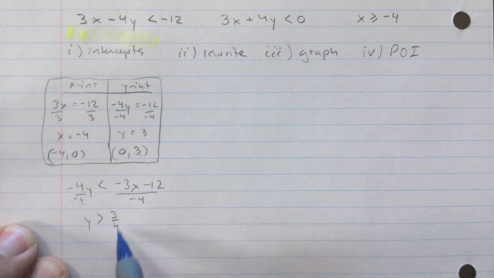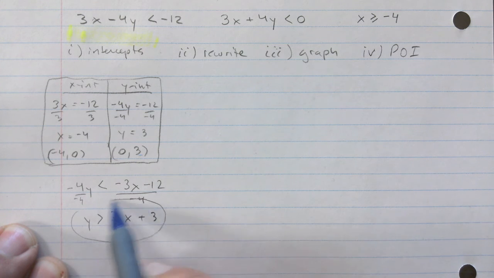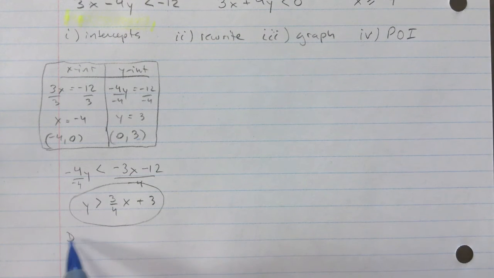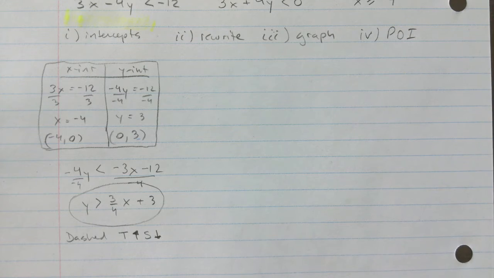And it's 3/4 x plus 3, which makes sense, right? It jives with what I have. So that's what I get. It's dashed. Truth is above. I will shade below. Okay? So the first one is done.